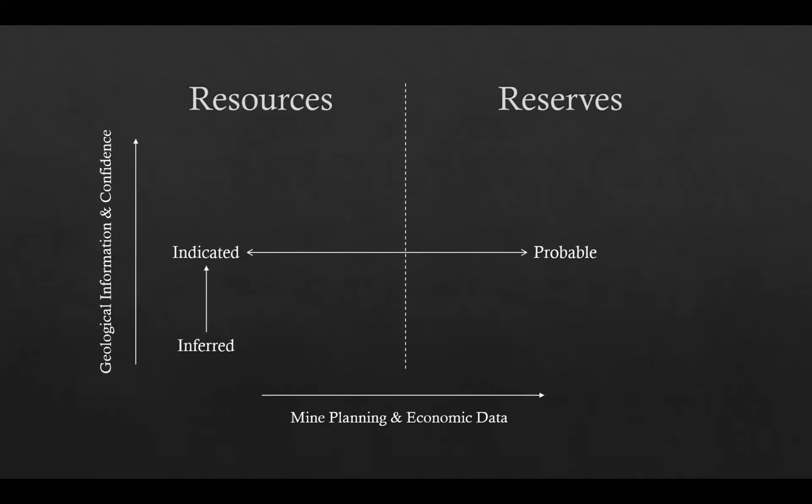The resource with the highest available geological information is known as measured resource. Measured resource is mostly supported by diamond drilling. Its tonnage and grade are calculated with the highest level of confidence. If the measured resource is supported by mining and economic data to be feasible to extract, or if the probable reserve is supported with more geological information, they will be termed as proved reserve.